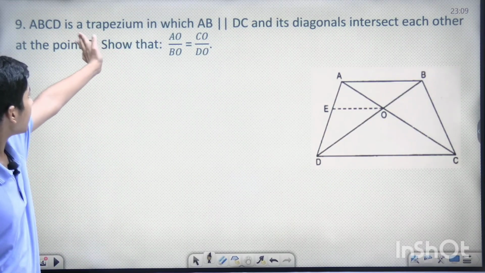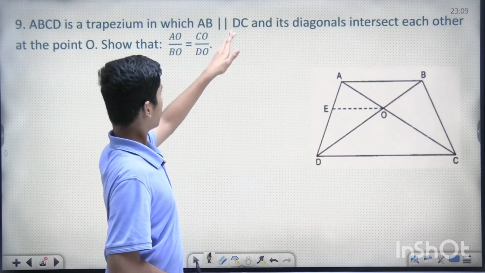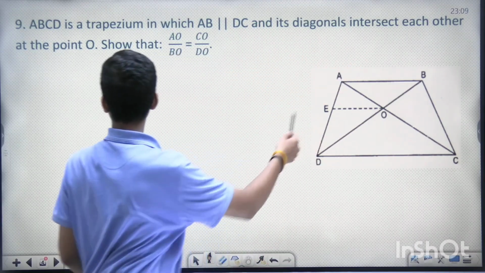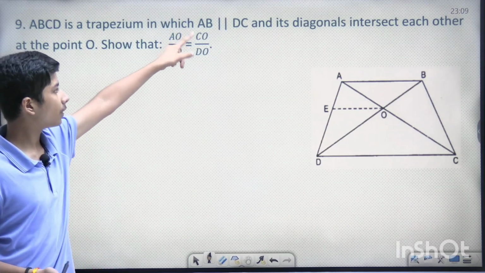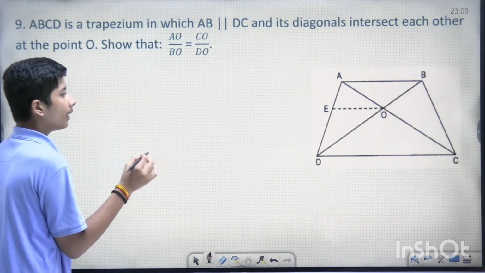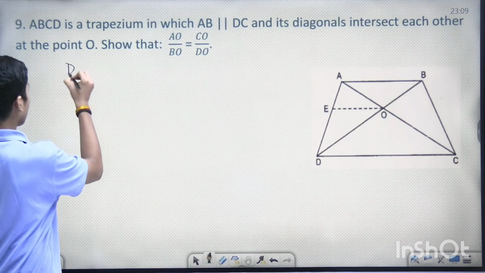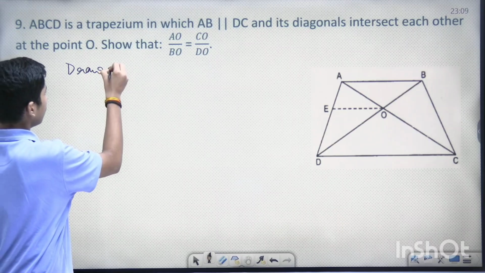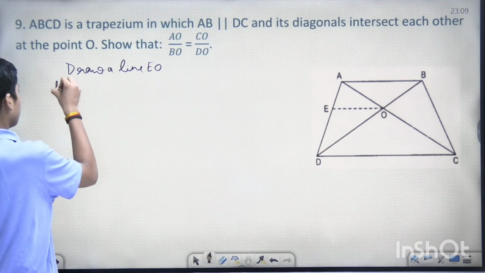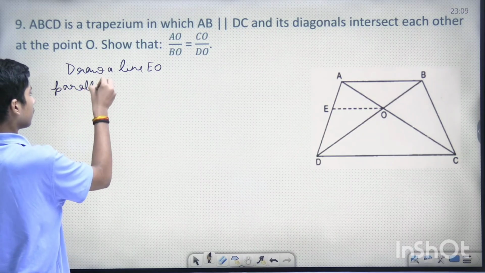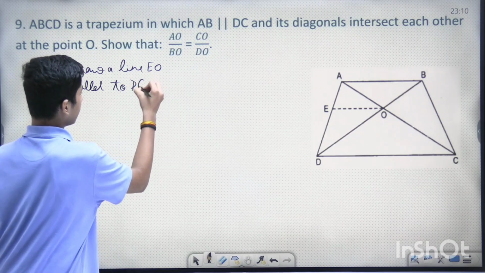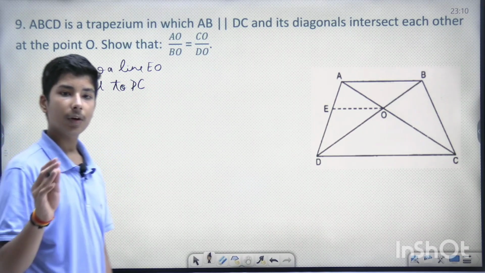Here, ABCD is a trapezium, AB parallel to DC, and the diagonals intersect each other at point O. We have to show that AO upon BO equal to CO upon DO. Here, the construction is that we'll draw a line EO parallel to DC. We'll draw a line EO which is parallel to DC.